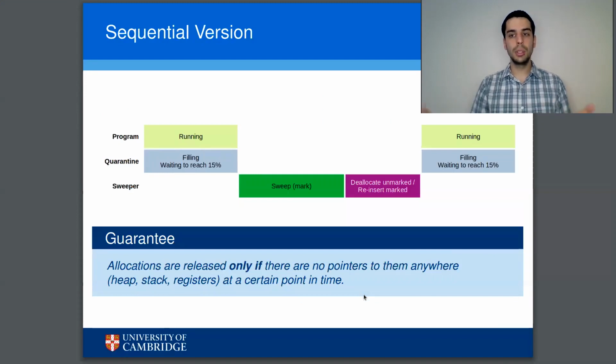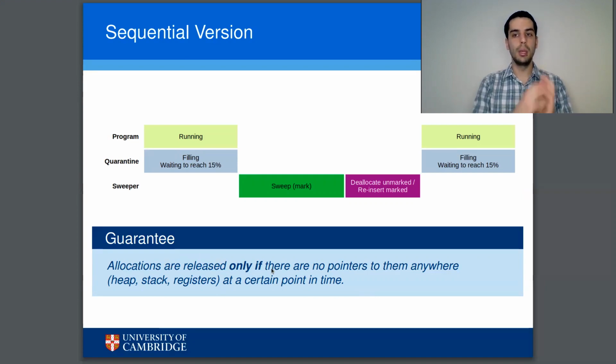So this is the sequential version, but we can try to parallelize it. But before we do, let's look at some security guarantees that our scheme provides. This scheme provides a guarantee that allocations are released only if there are no pointers to them left anywhere at the point of time when the sweep is performed.